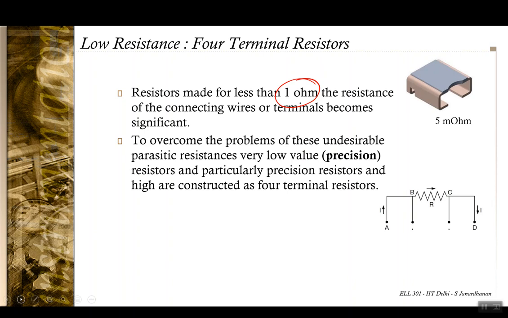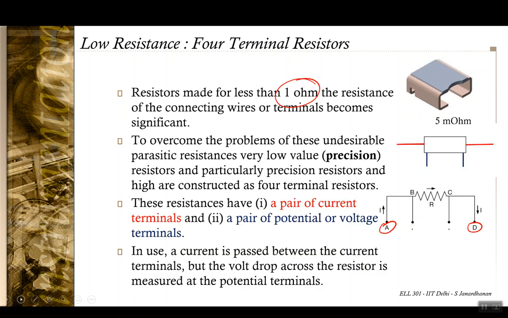So for this purpose, very low resistances, or precision resistances, are typically constructed in a manner that instead of 2 leads, you would have 4 leads in them. So you have 4 terminal resistances here. This is an example of a precision resistor. Instead of 2 terminals, there are 4 terminals. You have terminals A and D, which are called the current terminals, and you have terminals B and C, which are the potential or voltage terminals.